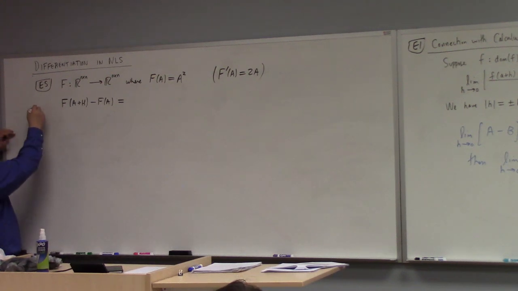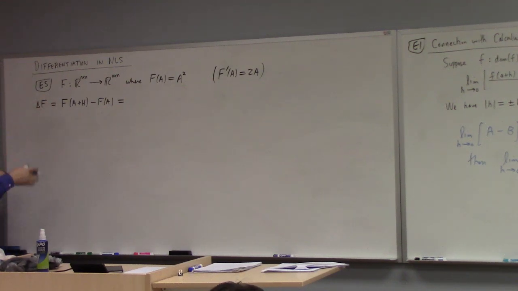So what I'm proposing here is we should calculate the change in f at a, and then from what we see, we should try to make an educated guess what the differential should be. That's the idea here. So how do you square a plus h?